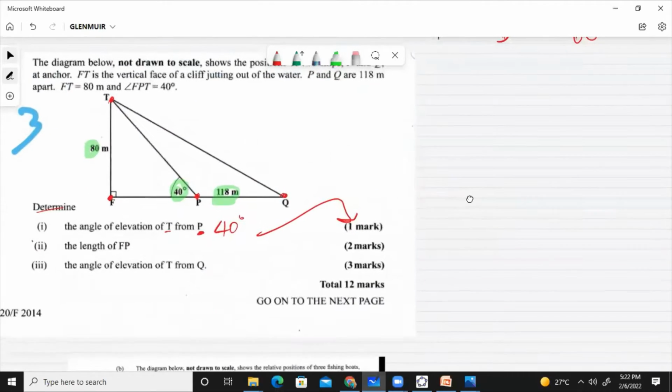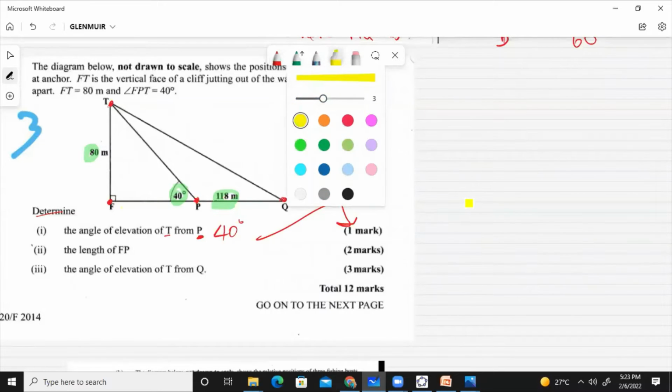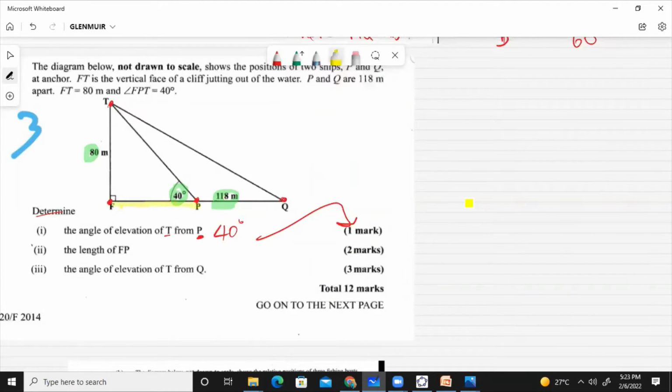Now, the other question says the length of FP. Let's stop and look at that. The length of FP. Let me put that in yellow. The length of FP right here. This is what they want us to find. I am suggesting that all you have to do is just look at a triangle that FP is attached to. And I'm seeing it attached to FPT. And then I have an angle here, which is 40 degrees.